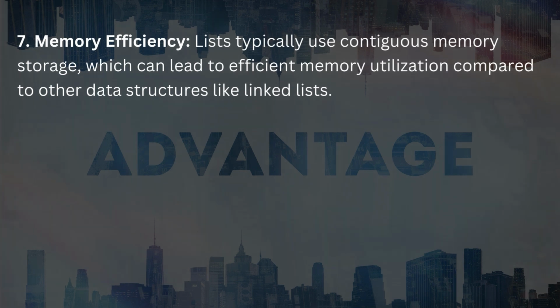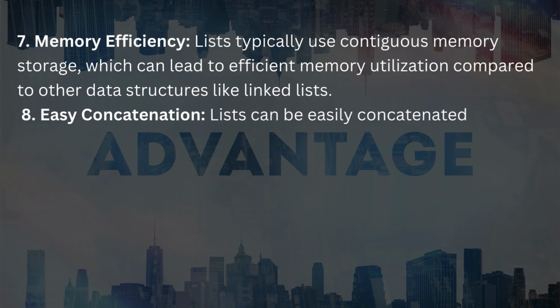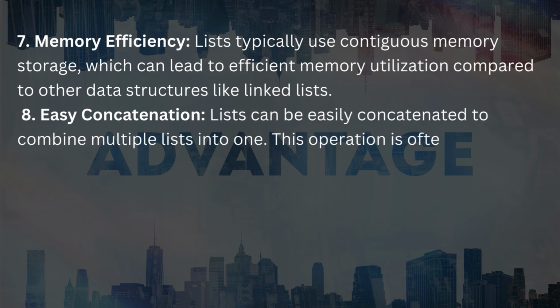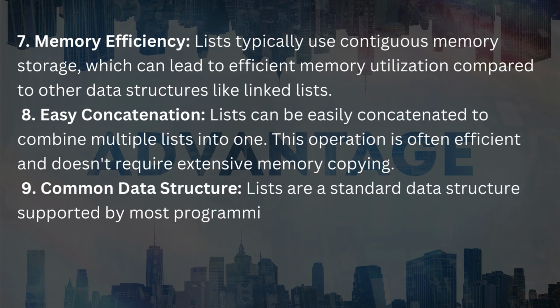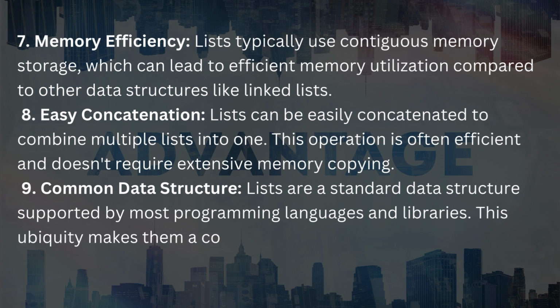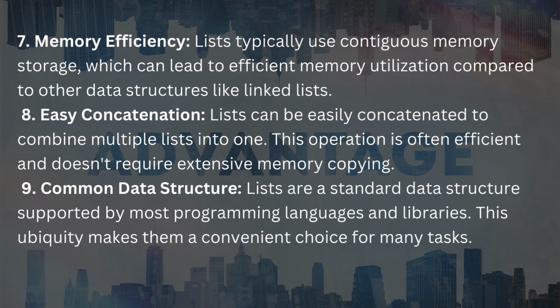Next is easy concatenation. Lists can be easily concatenated to combine multiple lists into one. This operation is often efficient and does not require expensive memory copying. Next is common data structures. Lists are standard data structures supported by most programming languages and libraries. This ubiquity makes them a convenient choice for many tasks.